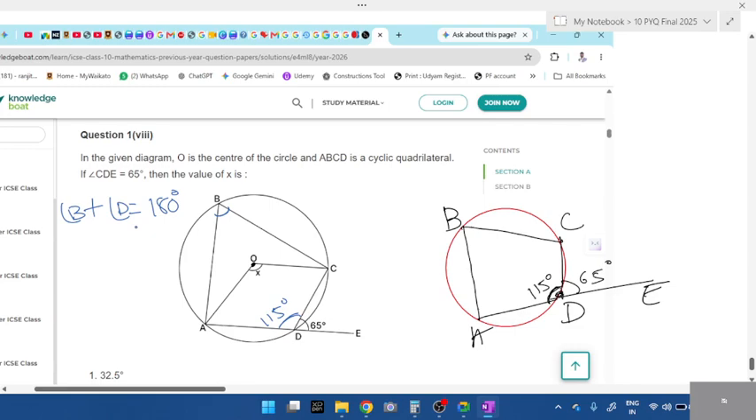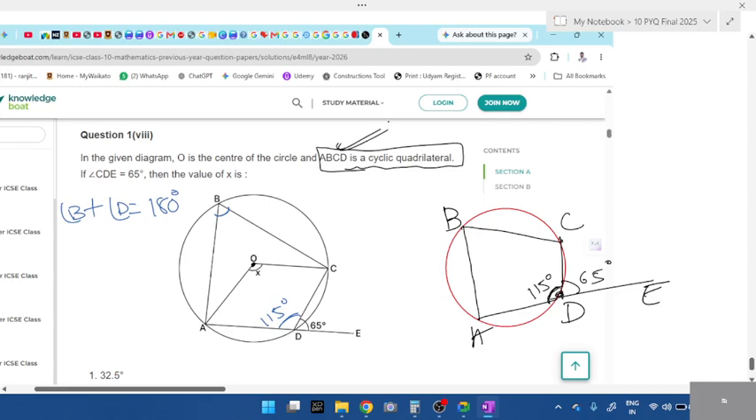Find angle B. Is angle B found at the center or the circumference? Circumference. Where is angle X formed? Which formula do we use? Yes, twice the circumference. See, it is clearly mentioned cyclic quadrilateral. Read the question properly, students.